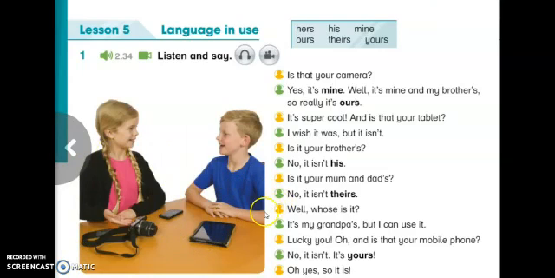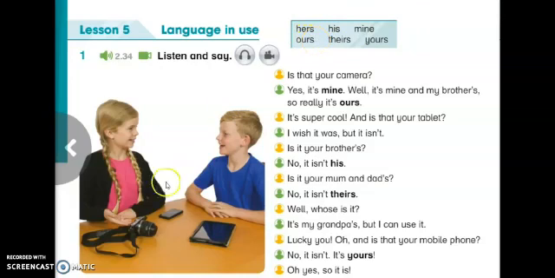Look at this picture, what can you see? Yes, we can see a boy and a girl. And also we can see objects in front of them. For example, tablet, camera, and phone. Now in our class today we are going to talk about possessive pronouns وهي ضمائر الملكية. And in this box you can see the possessive pronouns.